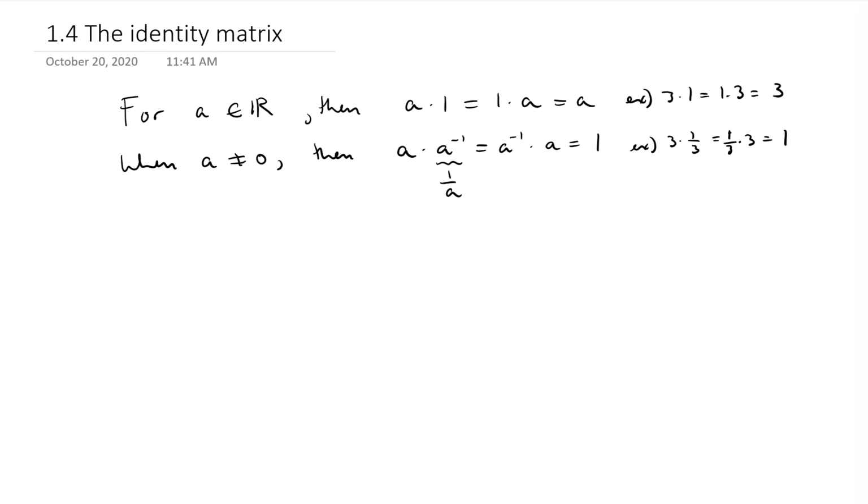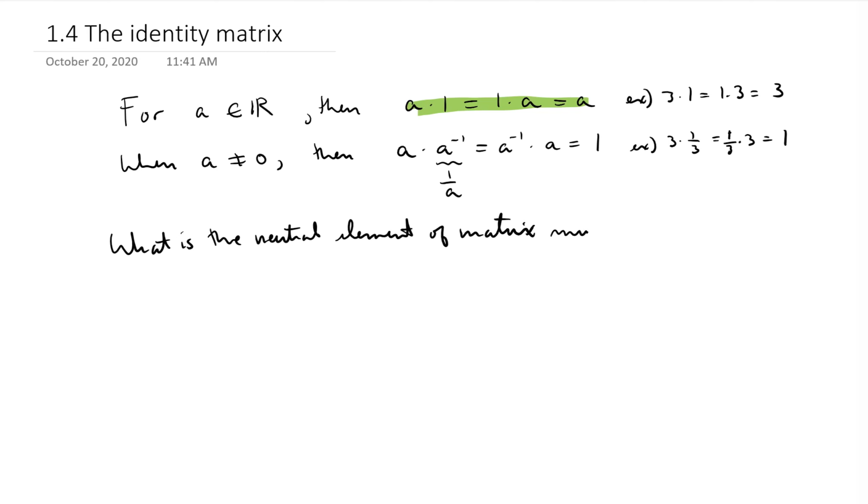So we're trying to find what this one is. We call it, because of this equation here, the neutral element of multiplication. It's the element that does not change multiplication. So we're trying to find the neutral element of matrix multiplication. So what is the neutral element of matrix multiplication?